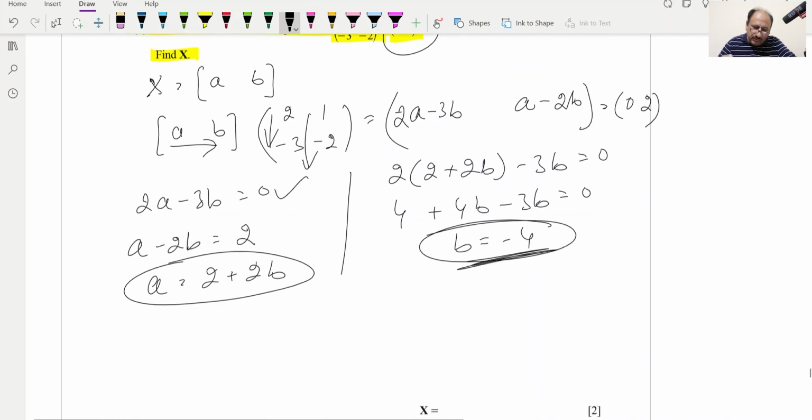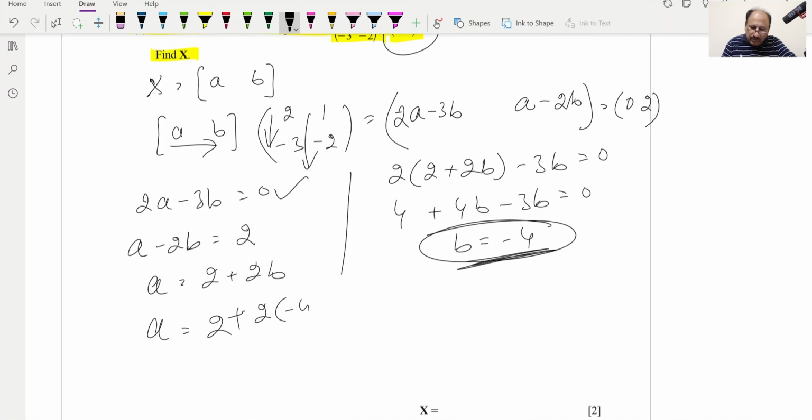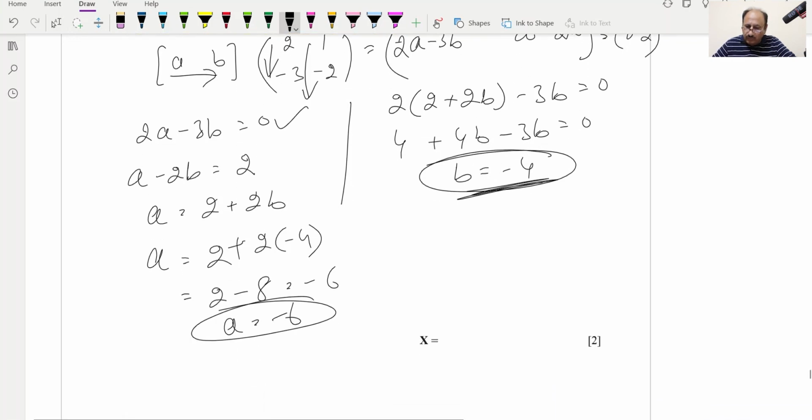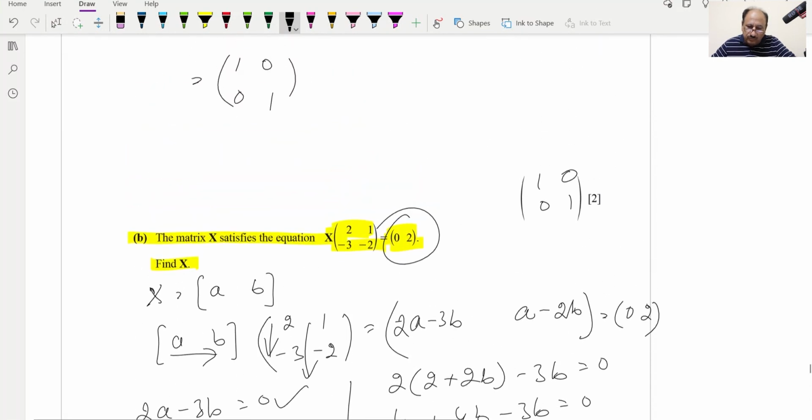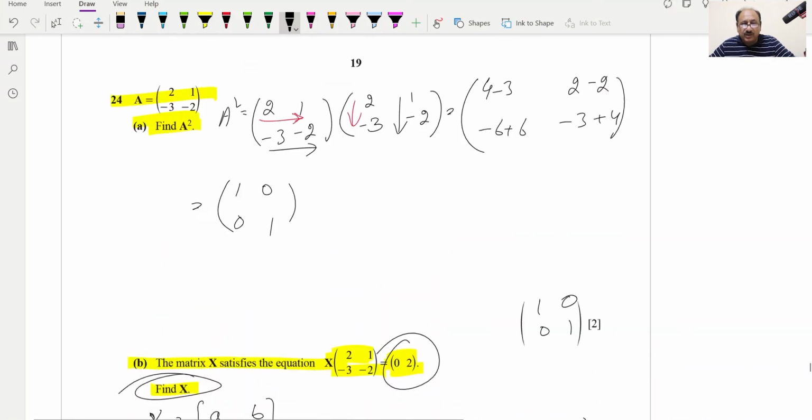This value we will be replacing in this equation, and we will get a is equal to 2 plus 2 into minus 4, this is the value of b, so we'll get 2 minus 8 which is equal to minus 6, so a will be equal to minus 6. So the a and b values which we were required to find, we have found. Our matrix X will be minus 6 and minus 4, which we were supposed to find. We are done with the paper.